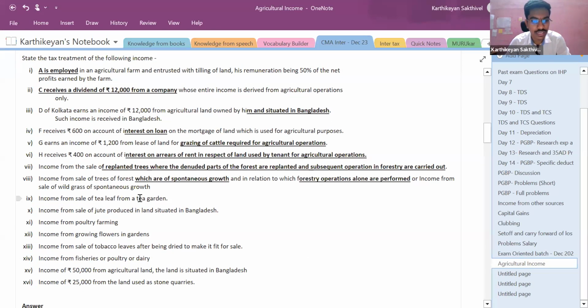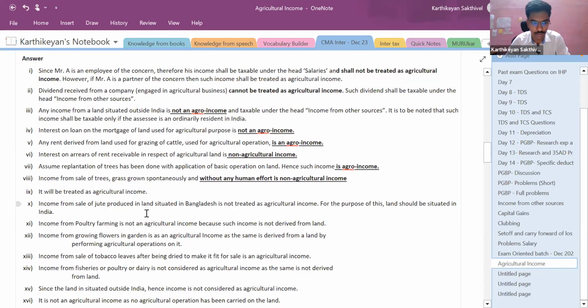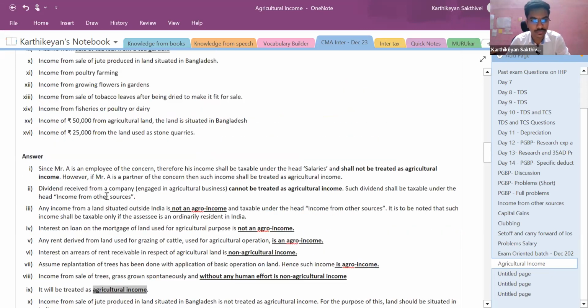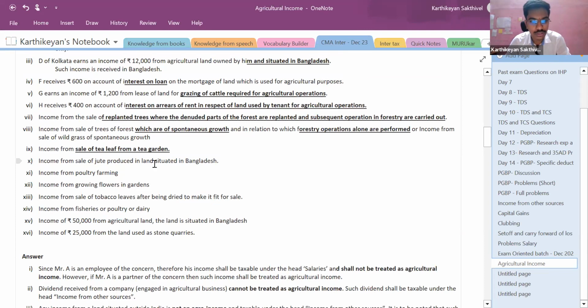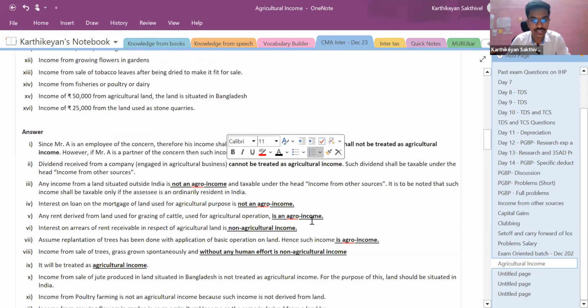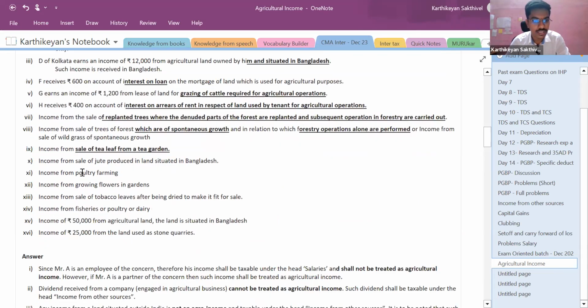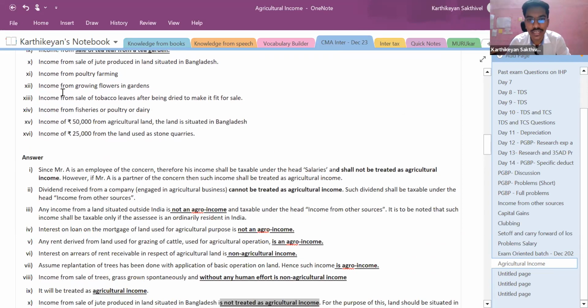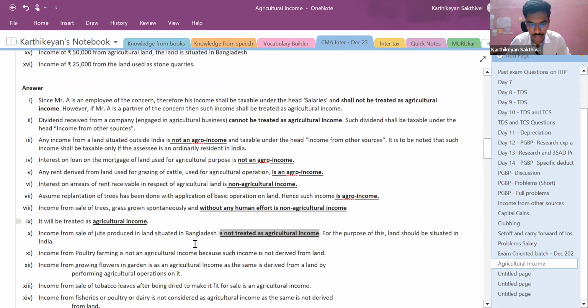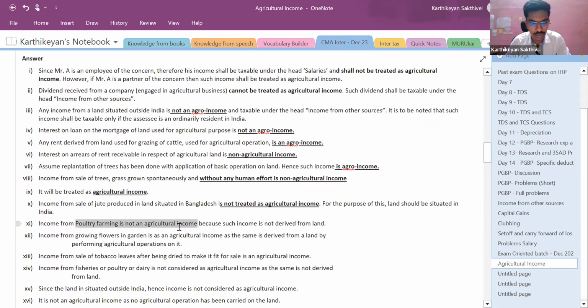Income from sale of tea leaf from tea garden. This is obviously agricultural income, sale of agricultural produce. Sale of jute produced in a land situated in Bangladesh. Since it is in Bangladesh, it is to be treated as other than agricultural income. Next, income from poultry farming. Any farming in relation to animals is other than agricultural income. Income from poultry farming is non-agricultural income.